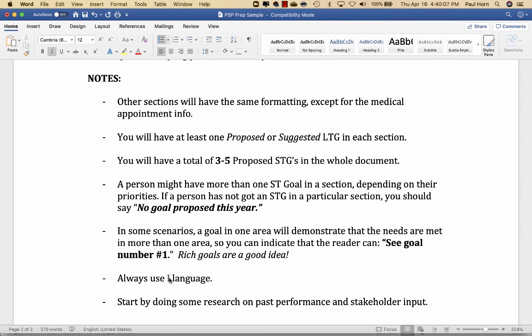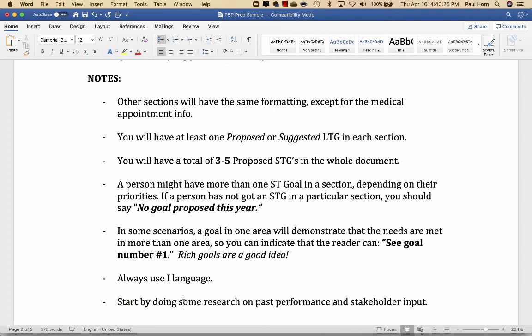Always use I language, as I said before. So make sure that you're using them for your proposed short-term and long-term goals, even if the person is fictitiously not able, or in real life is not able to verbalize this.